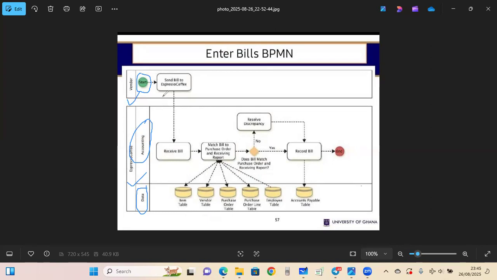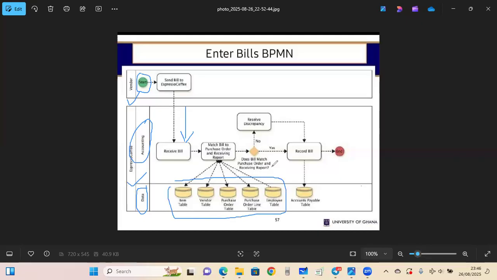So when you are narrating, the vendor sends a bill to the company. It all begins from the vendor sending the bill to the Express Coffee. Then the company itself will receive the bill. Once they receive the bill, they match the bill to their purchase order and the receiving report, right? Now, that purchase order will verify everything from the item table, vendor table, purchase order line, and employee table, right?